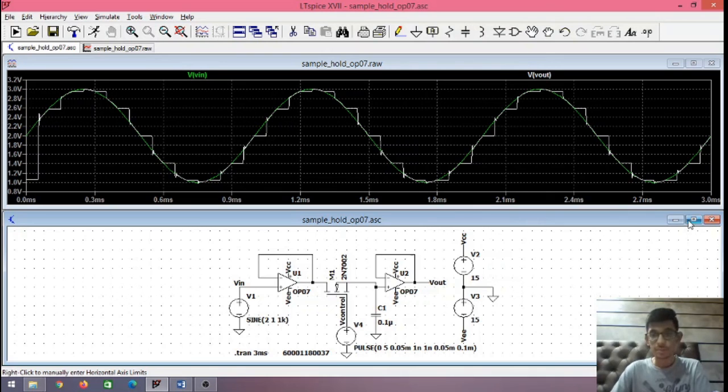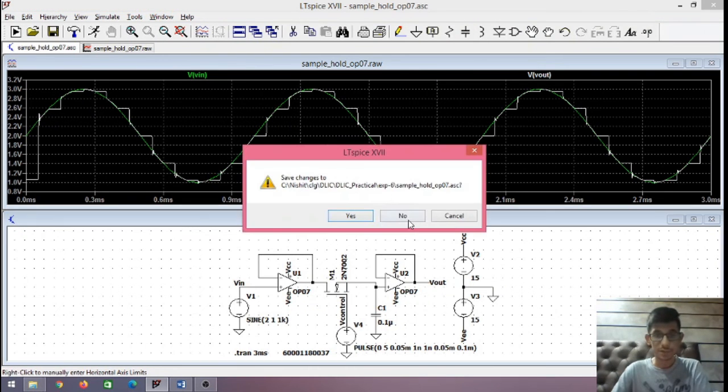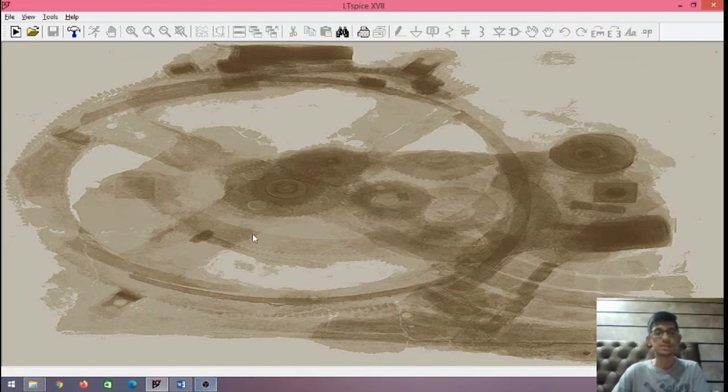So this was the sample and hold circuit and our experiment number 6 for the DLSC subject. Thank you.